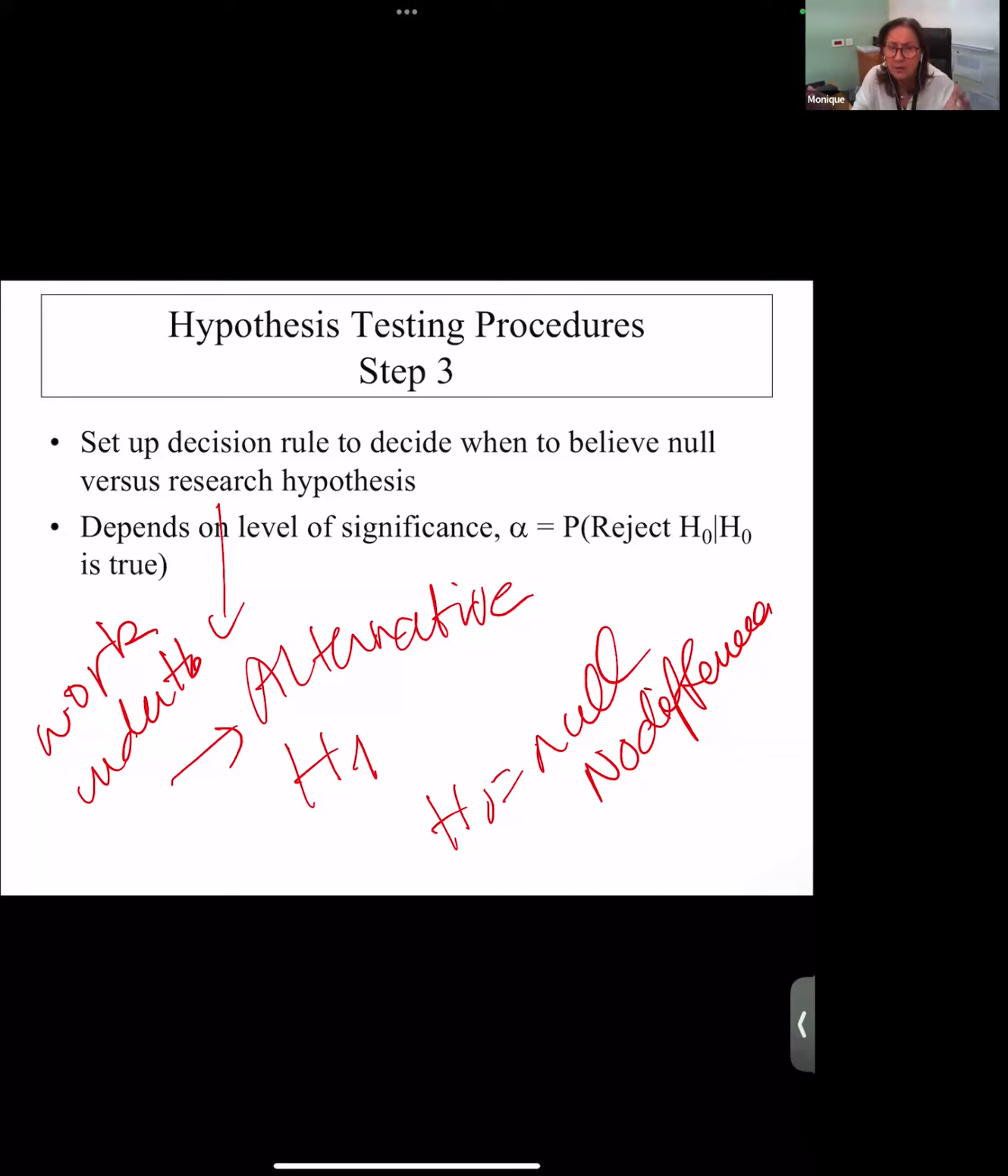So how far should my X bar be from 20, and with what probability, to allow me to say whether this is true or not true, whether to believe the null versus the research hypothesis? This alpha that you see here is a probability.